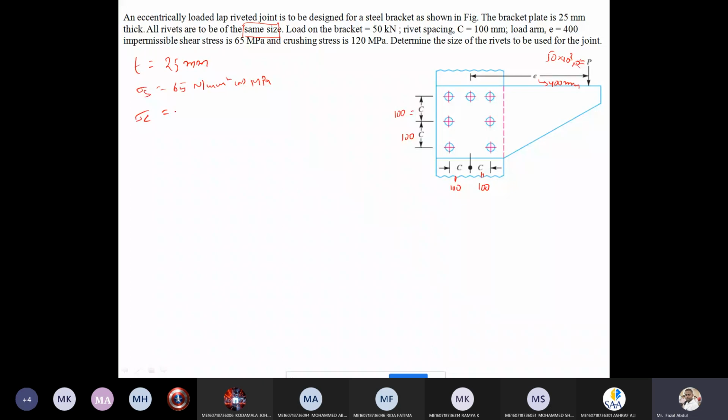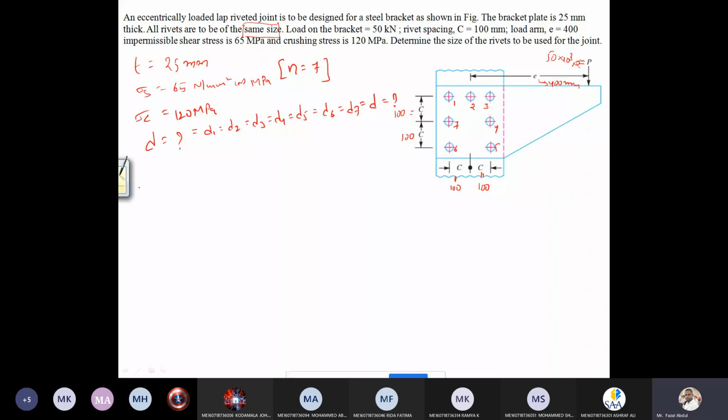Sigma C value is given as 120 megapascal, and the question is asking to determine the size of the rivet. The number of rivets given is 7 in total: 1, 2, 3, 4, 5, 6, 7. All are the same size, and the question asks how much the d value is.